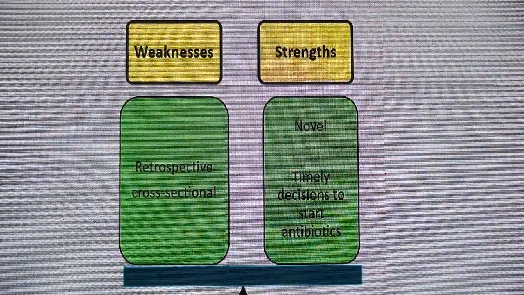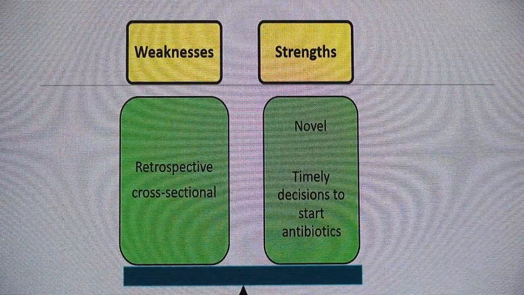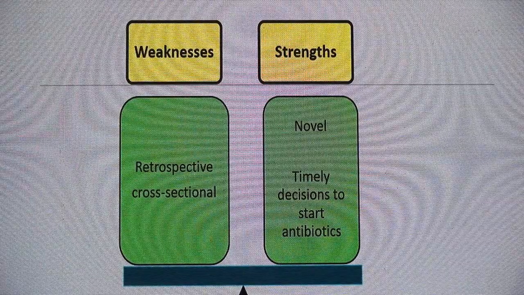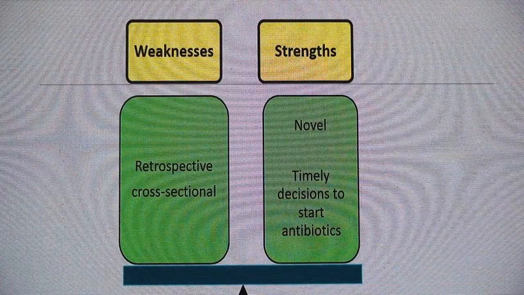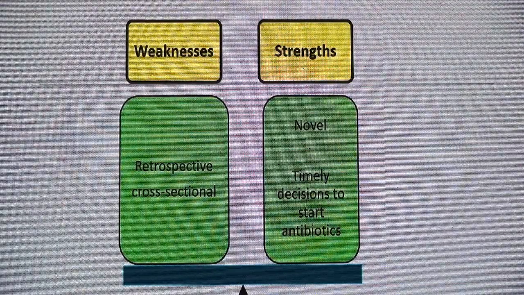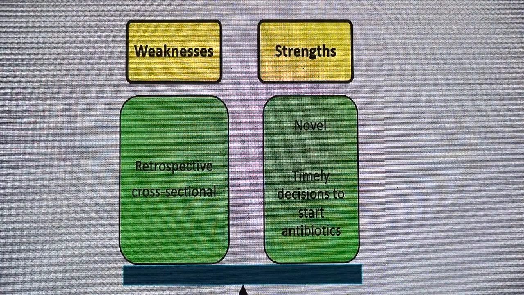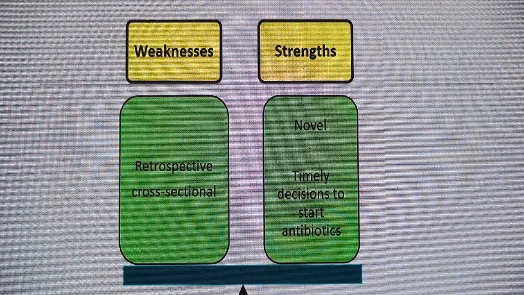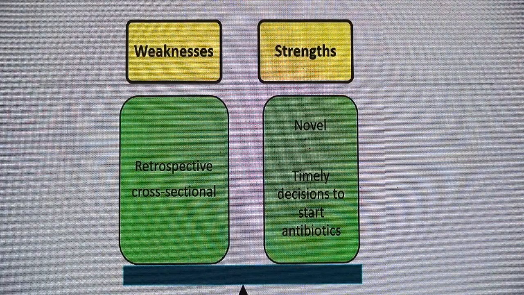The weakness of the study is that it is a retrospective and cross-sectional study. This is novel, as very few studies have looked at the microbiology of this. Most of the time, physicians, pulmonologists or oncologists focus on the malignant component, and very few focus on the infectious component. If we timely prescribe antibiotics to these patients, we can improve their morbidity and their quality of life.